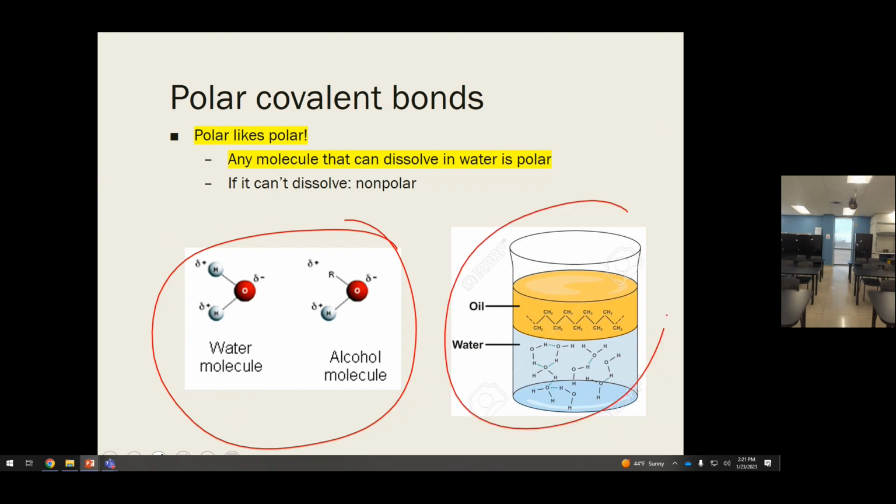Oil and water, on the other hand, do not mix. You can notice that oil is made exclusively of carbon and hydrogen atoms. That means it is non-polar, whereas water has oxygen in it, so it is polar. The polar and the non-polar do not mix.